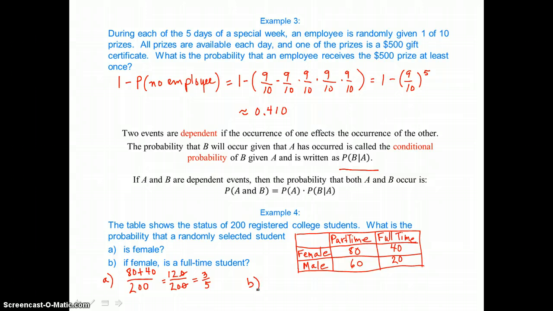So now these are dependent events. It's true that a female had to have been selected, so now our possibilities are down to that 80 plus 40, or 120 possibilities. Now we want the success to be a full-time student, so of those 120 female students, 40 are full-time, so that's our successes. And now simplifying here, we can get rid of that factor of 10 again and a factor of 4 top and bottom, so we get 1/3, a 1/3 probability that if female, the student selected is a full-time student.